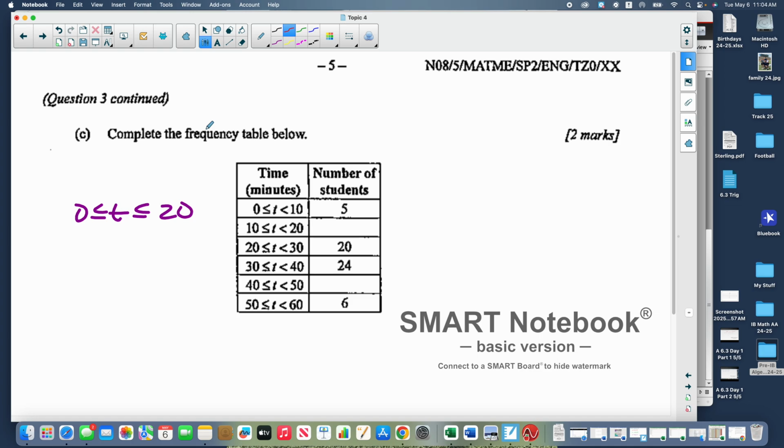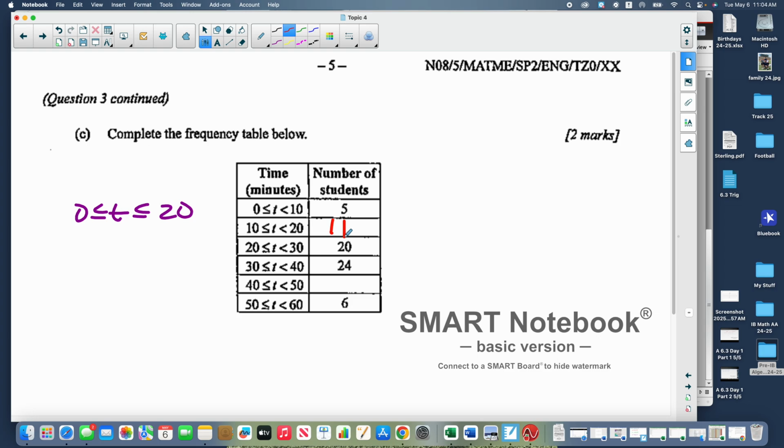So what would go here? 11. Because those two things added together have to give me the 16. So altogether, from 0 to 20 is 16 students. We know that 0 to 10 is 5 of them, so 10 to 20 must be 11 of them because they have to add together to give me that.